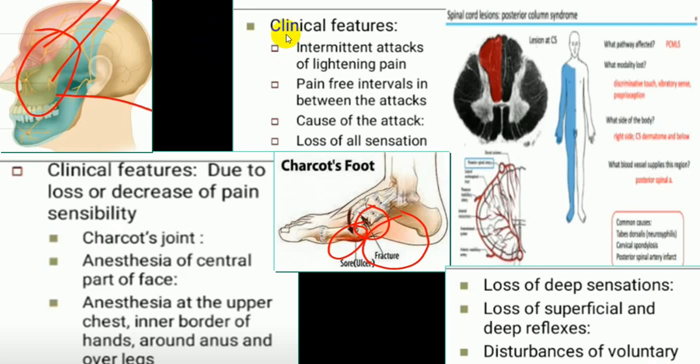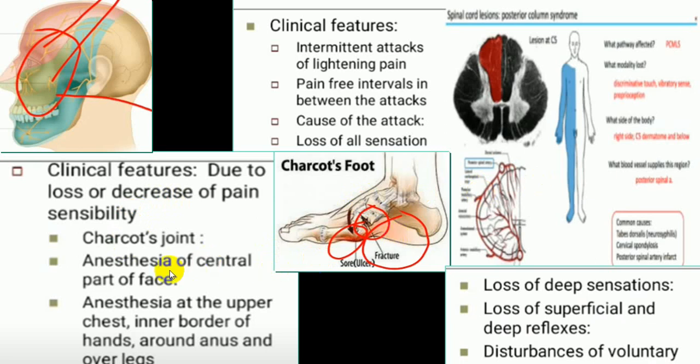So in tabes dorsalis, you will have intermittent attacks of lightning pain because of involvement of the posterior root, with a pain-free interval between the attacks, and loss of sensations, particularly because the posterior column is being involved. Because of involvement of the posterior nerve root, you can have even loss of complete sensation. Charcot joints will be seen very frequently, involving the foot as well as the knee.